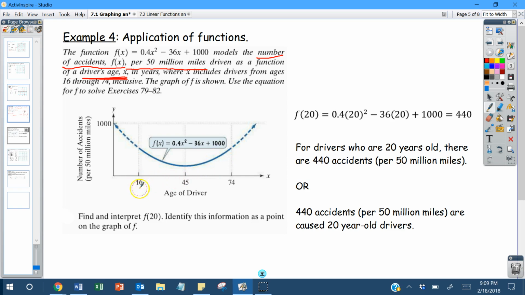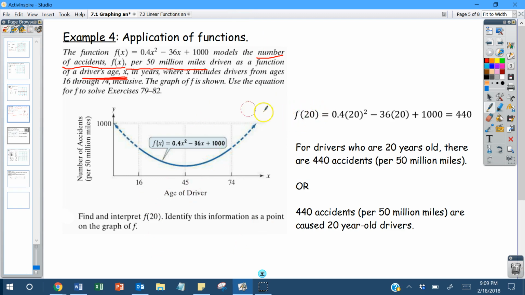Anyway, we're just going to answer this one question down here, and I've already written out the answer to save some time. The question is: find and interpret f of 20. And then it says identify it on a graph. We can find f of 20. It's not going to be that hard because we did something like this on the last example. F of 20, I already did it right here.